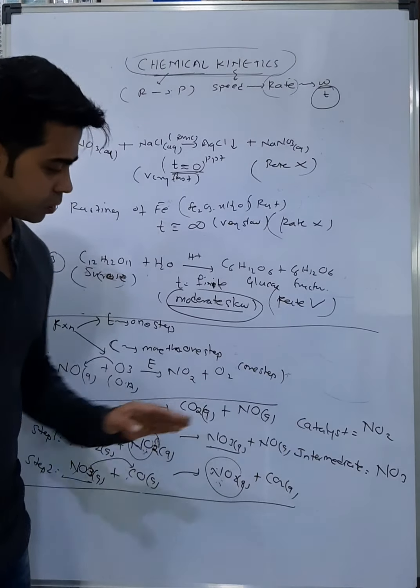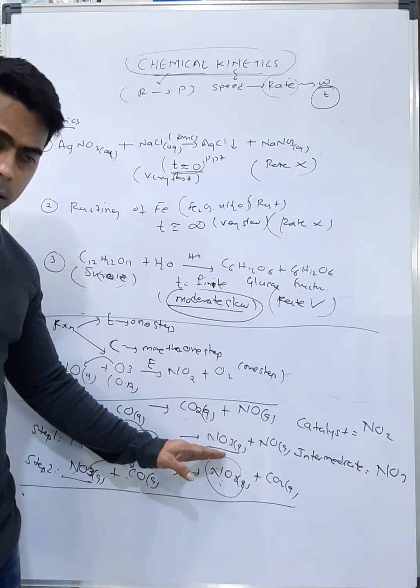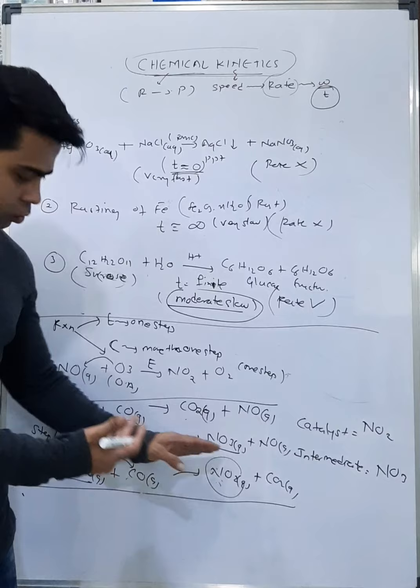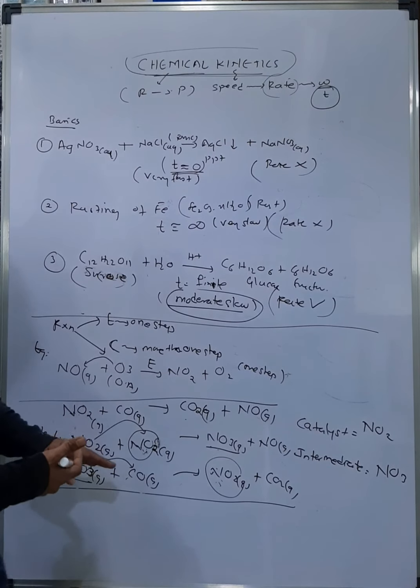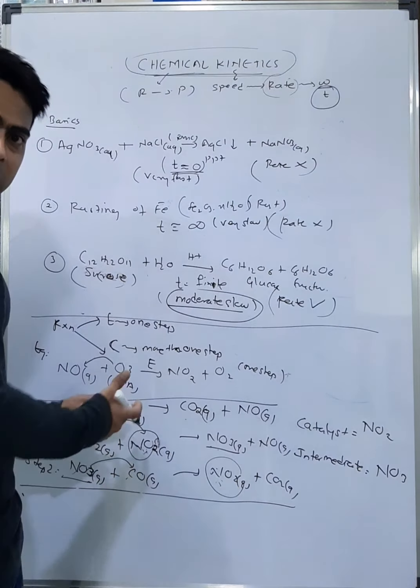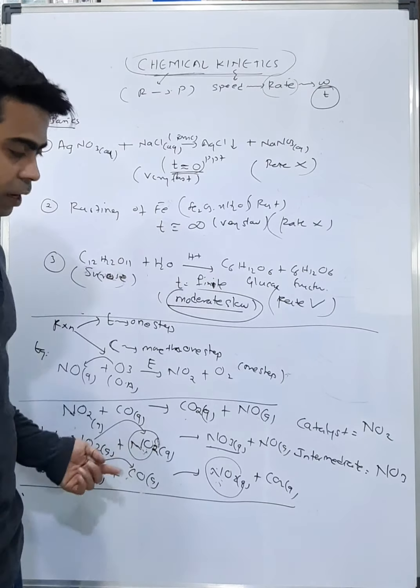So you should always remember: reaction intermediates are the species which are formed in the first step on the product side and consumed on the reactant side in the second step. Catalysts are those species which are added in the first step and you get them back at the end, if it is an auto-catalyzed reaction.